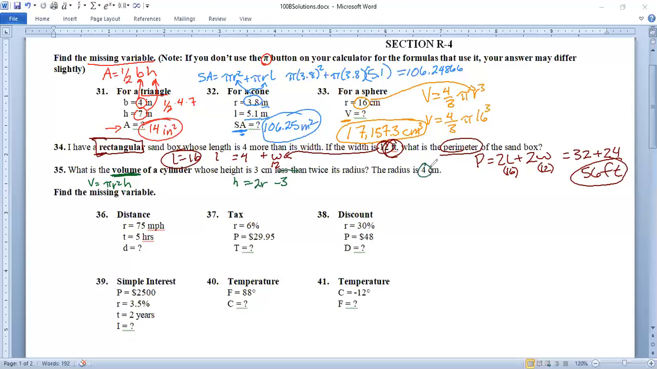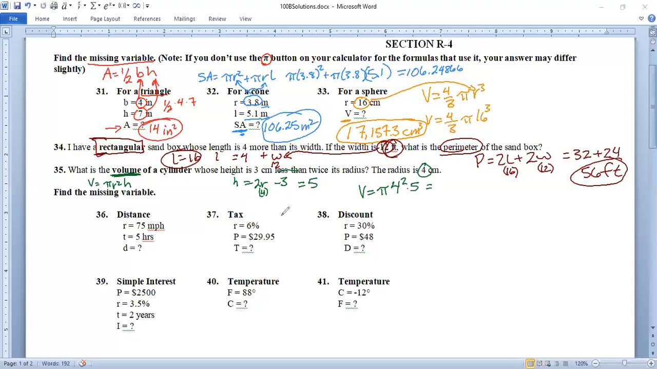Okay, so the radius is 4. So let's stick 4 here. 2 times 4 is 8, minus 3 is 5. So the height is 5 centimeters. So now we can stick the whole thing in. Volume equals pi times the radius squared times the height, which is 5.